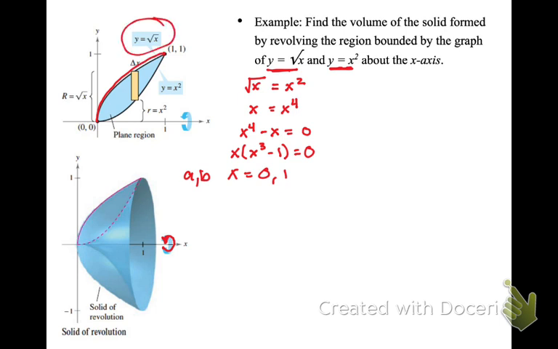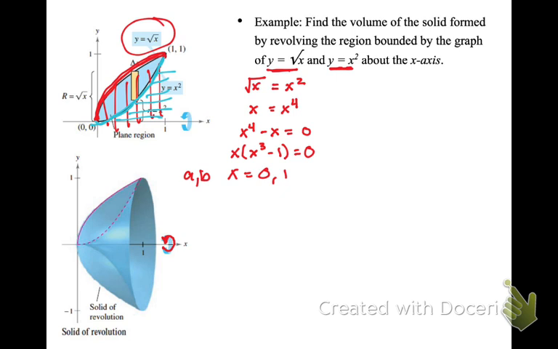No, what function is on top? Y equals square root of x. Okay, so y equals square root of x is going to get everything down here. Then what function is underneath? Y equals x squared. So that's going to get everything down here, so we can get rid of that.